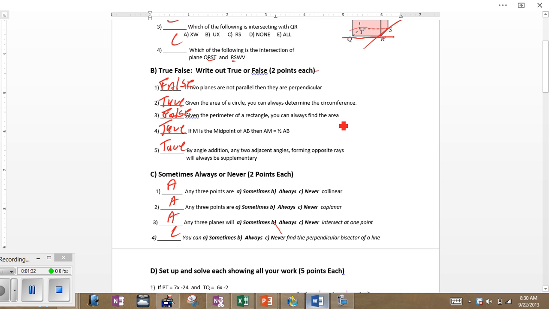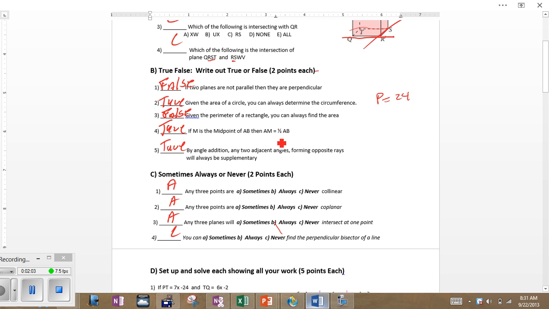Given the perimeter of the rectangle, you can always find the area. False. Let's say that the perimeter of something is 24. Well, I don't know necessarily how the area is going to break down. I don't know what lengths of the sides are going to be. It could be any infinite number of combinations.